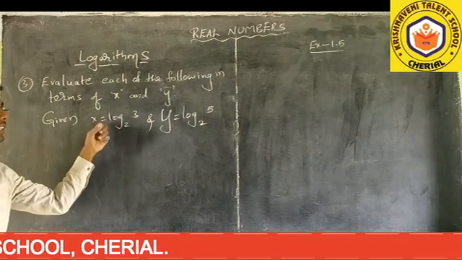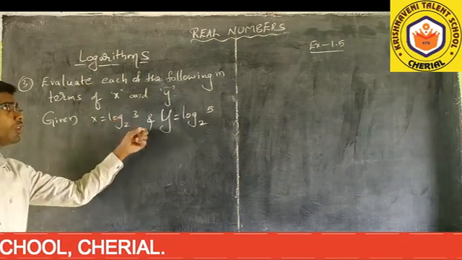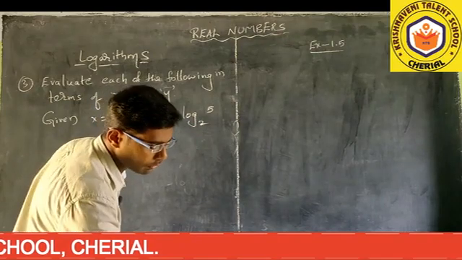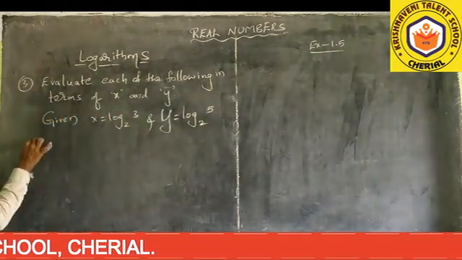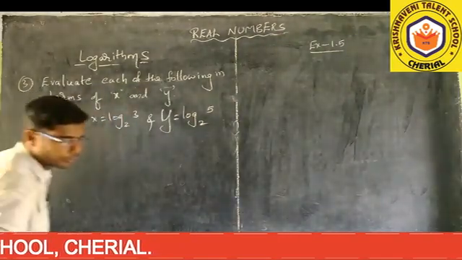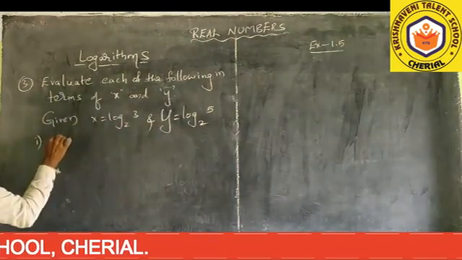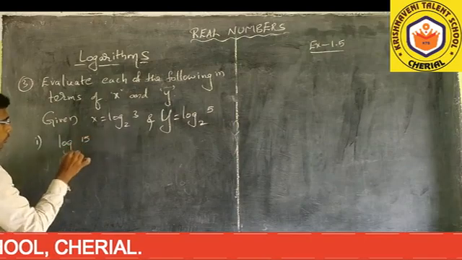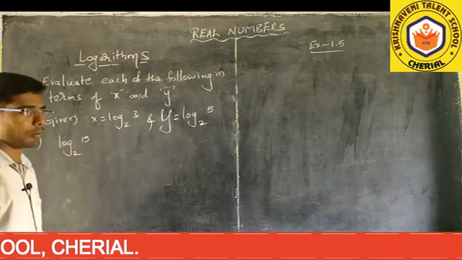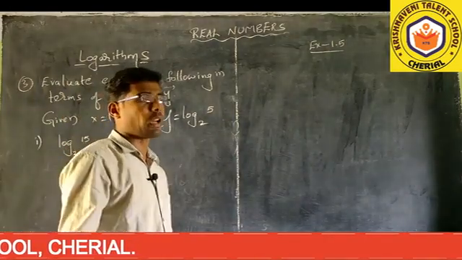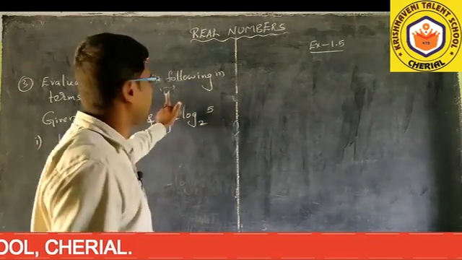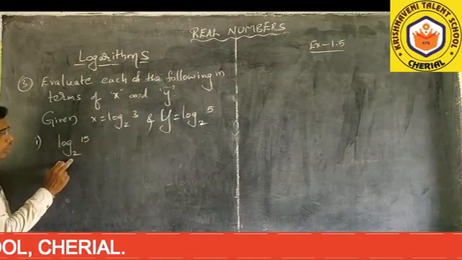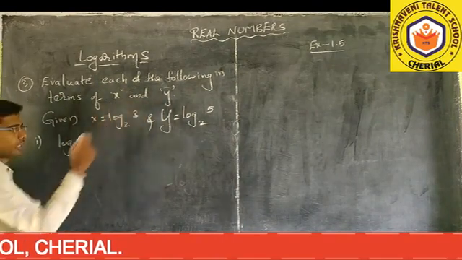And clearly it is given that x is log 3 to the base 2 and y is log 5 to the base 2. So what is the first problem? I will tell you. The first one, third bit: log 15 to the base 2. Here he has given this problem. How do you have to write this? You have to write it in terms of x and y. Now, log 15 to the base 2, you have to write in terms of x and y.